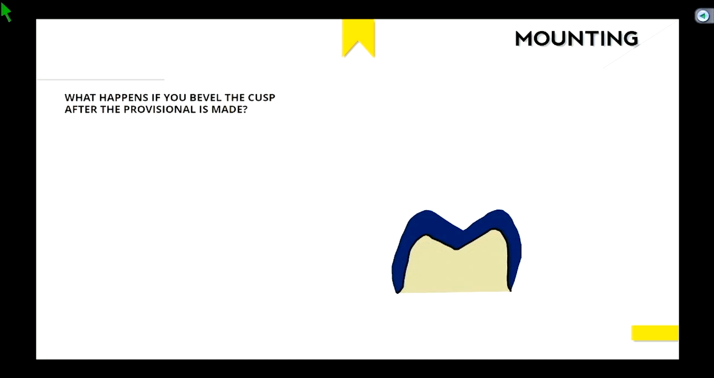Okay. So this is the example that we had on the previous exam. What happens if you bevel the cusp after the provisional is made? So the blue crown there is our provisional. Okay. So we notice we're under-reduced, so we want to grind it more. So we take our burr and remove that little bit. And we have our same provisional, and we put it back on the tooth. Well, it's going to fit the same way. It's just going to be a little bit of a gap in between.